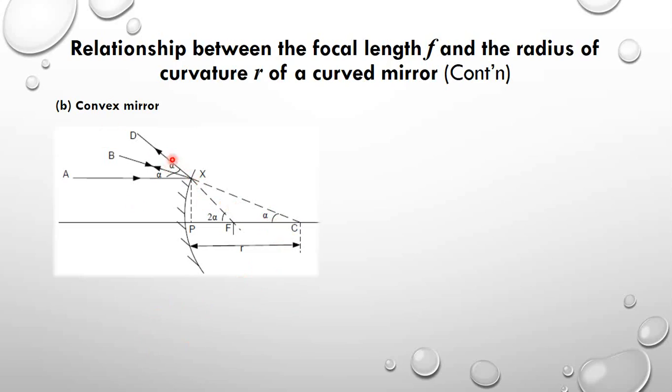That is, if the angle BXD is alpha, then the angle CXF is also alpha because they are alternating. So even this is alpha. And also still, we know that FP is the focal length F.